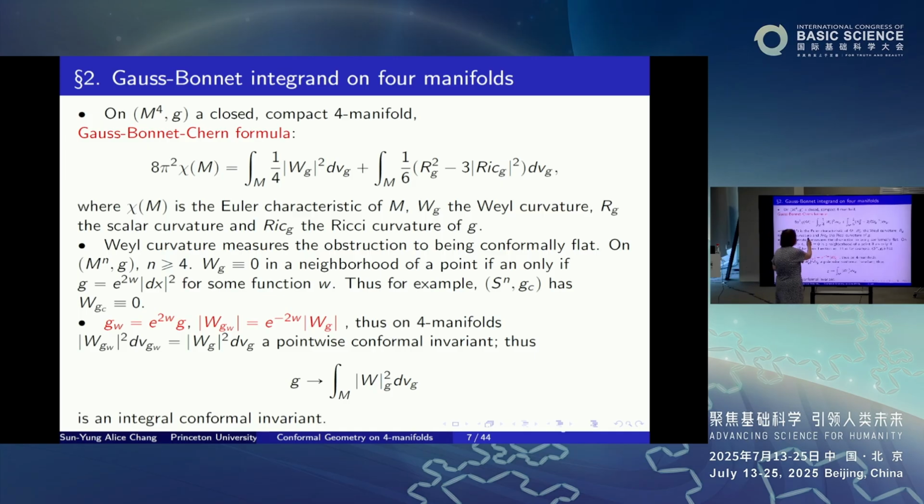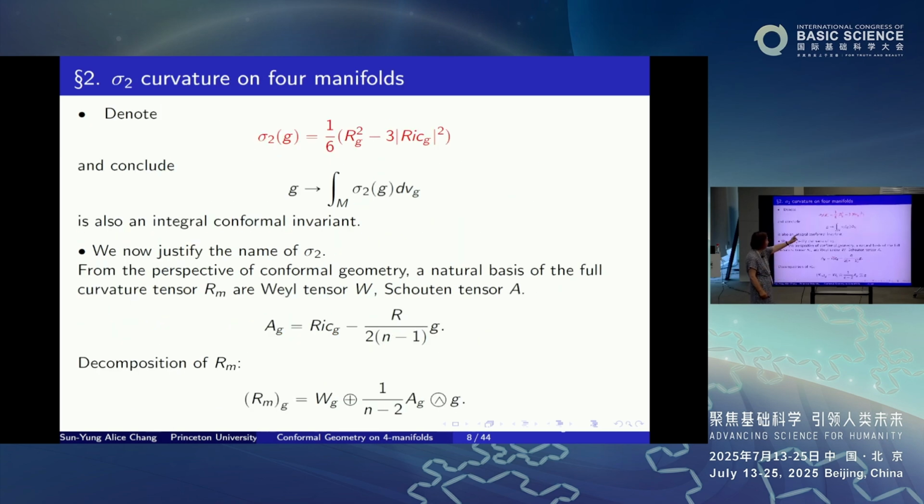And so if one looks at the Gauss-Bonnet formula, one has the topological information and the pointwise conformal invariant quantity. That means the next term is also a conformal invariant. And that's the term we call sigma 2. I will explain the notation. So the consequence is this is a conformal invariant in a 4-manifold.